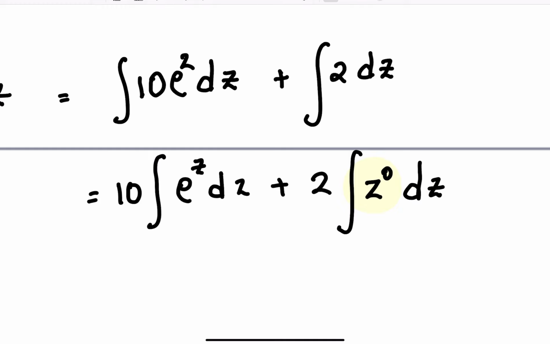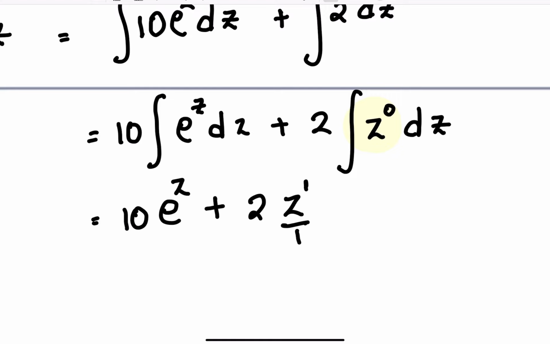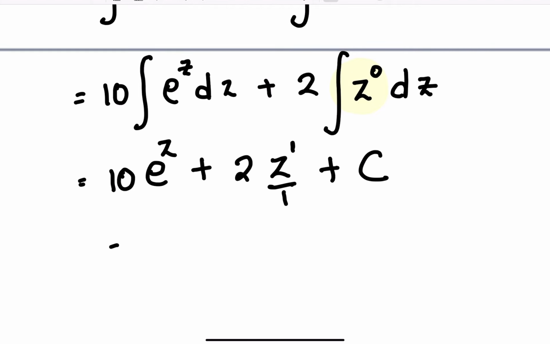Now, let me go back. So this is 2 times 1. What is 1? 1 is nothing but z to the power 0. Anything to the power 0 is 1. And now look what happens. This is 10, the integral of e^z is e to the power z, of course, times 2. This is z to the power 1 over 1 dz. I don't have to put dz. Plus a constant. So my final answer is 10e^z plus 2z plus C.